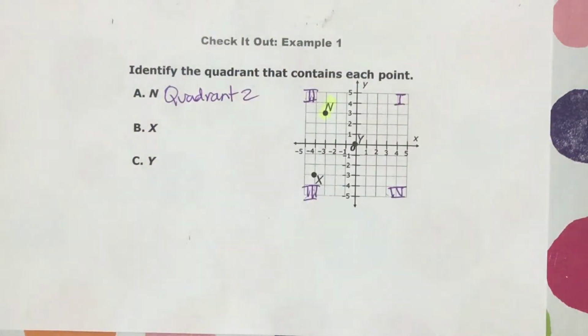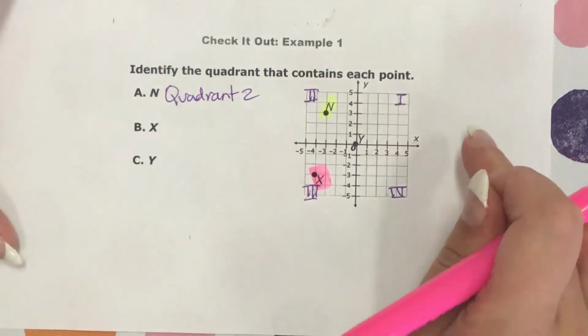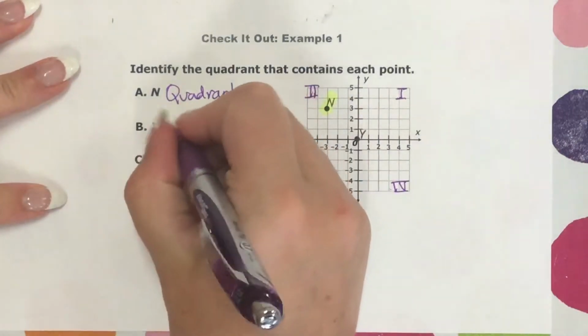Okay, X, let's go ahead and look at X. X is right here, and X is in quadrant 1, 2, 3. So the correct answer would be quadrant 3.